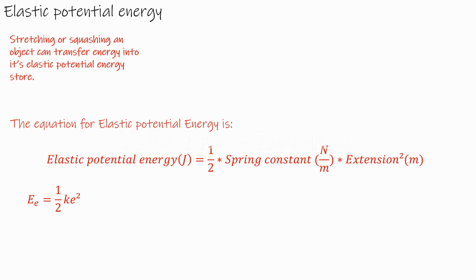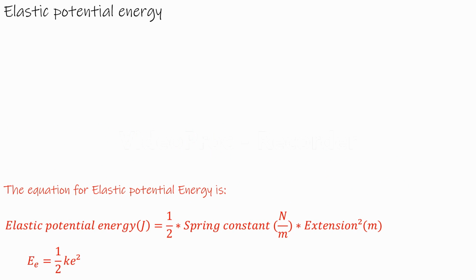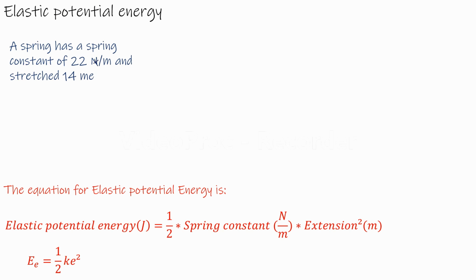And this would generally be simplified down to Ee, which is just elastic potential energy, equals 1/2 ke squared. You will need to remember this. Now we can take a look at a couple of examples of questions. If you'd like to pause the video once the questions are on screen and give them a go for yourself, please do feel free, otherwise just follow along with me.